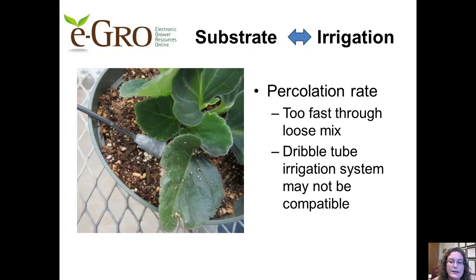A specific connection between a dribble tube irrigation system and the substrate's physical properties is the percolation rate of the mix. Substrates with high pore space volume may allow water from a drip tube to percolate through too quickly, so that the entire substrate volume is never thoroughly wetted, sometimes over the course of the entire production cycle. In this case, a very porous substrate is simply not a compatible choice for use with a dribble tube irrigation system.